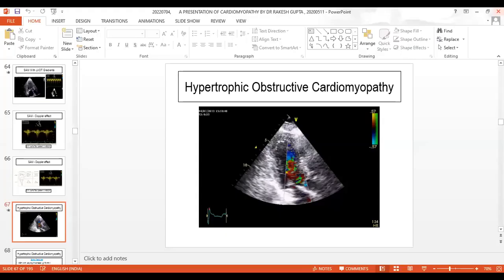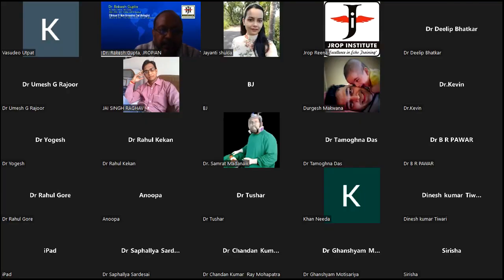Insight over restrictive? Sure, 110% insight over restrictive cardiomyopathy. So I'll go back and share my slides of cardiomyopathy. Give me a second. Meanwhile, what do you understand by the word restrictive cardiomyopathy? Sir, there will be a restriction during the LV dilatation. Okay. And there is impaired filling of LV. Most important thing, in the presence of normal systolic function, you find impaired filling of LV.